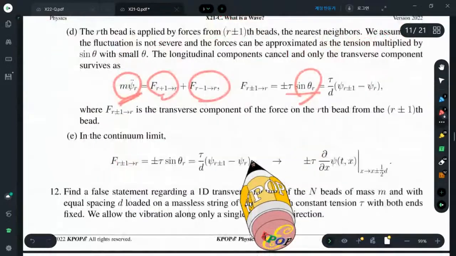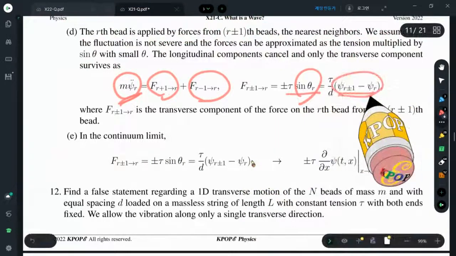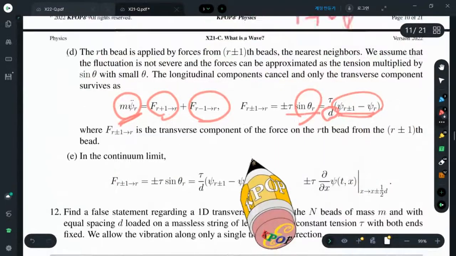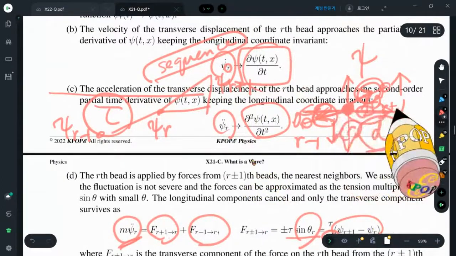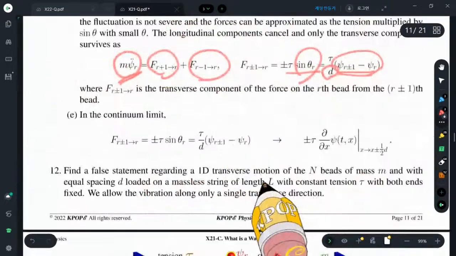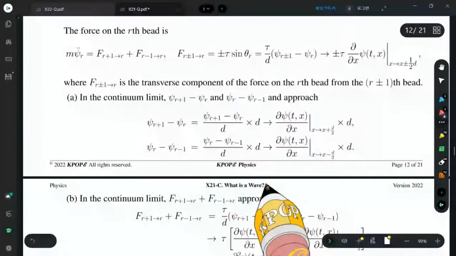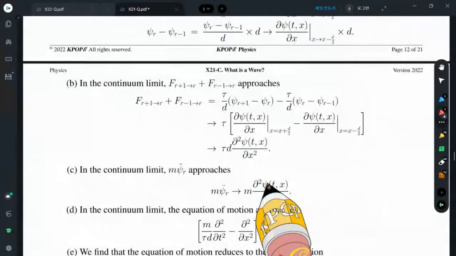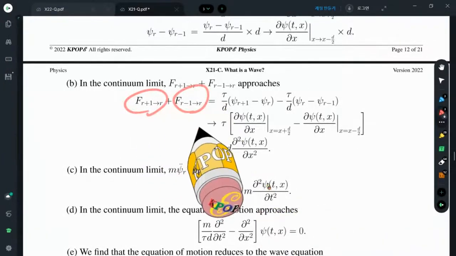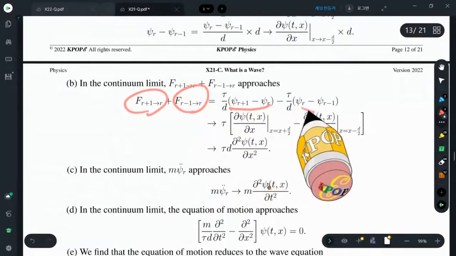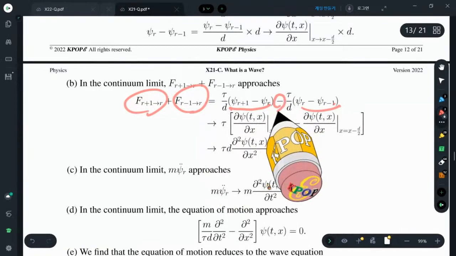So using this method, I can evaluate this angle, and that is the difference of the position, and this is the width d. This is the spacing of two beads. So if I substitute this into the equation of motion, what I really find is the sum of two forces applied to the rth bead, differences with different indices and their difference.